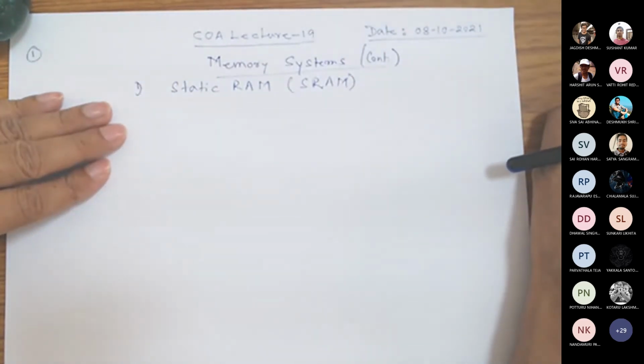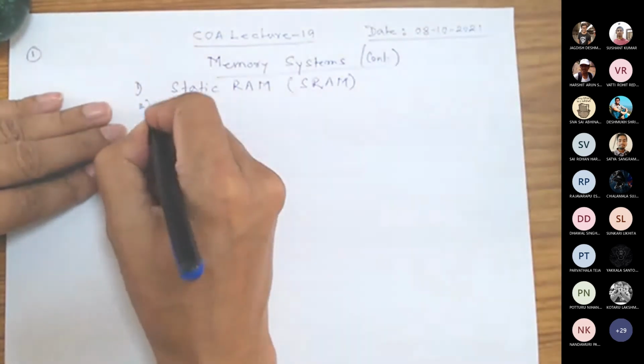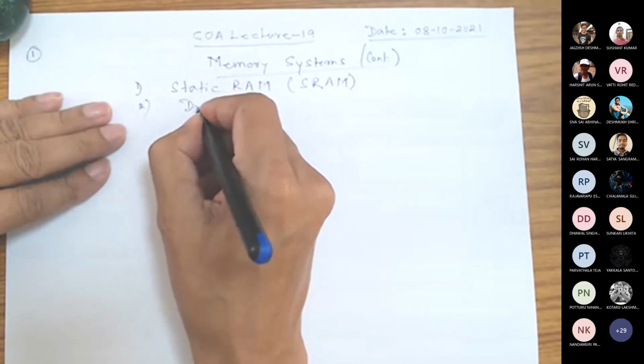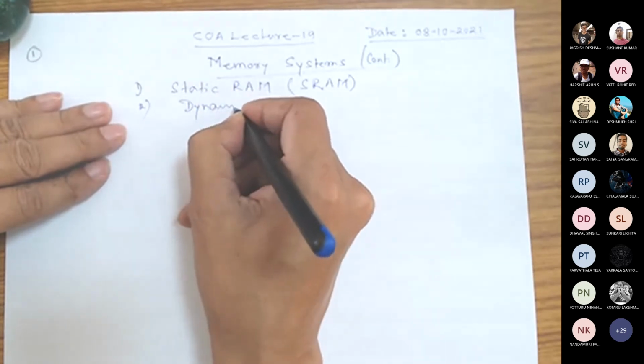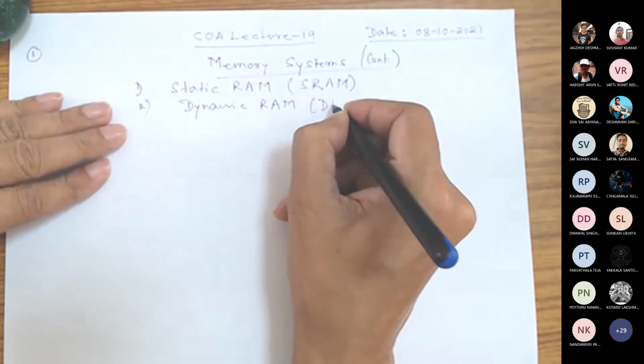We'll see the designing of semiconductor RAMs, static RAMs, larger designs. But before we go for larger design, let us understand the principle of dynamic RAMs. So the second one is dynamic RAMs, or DRAM.